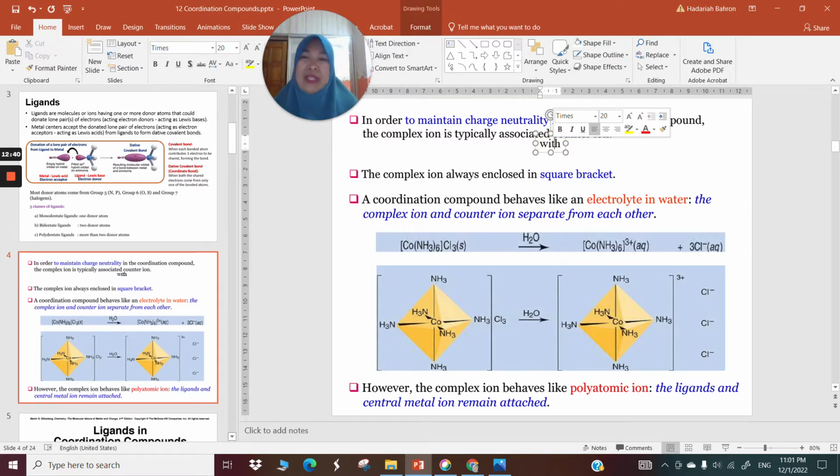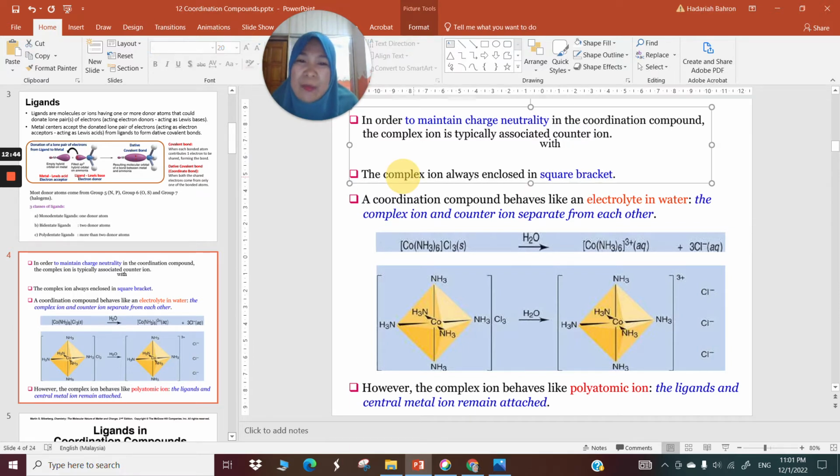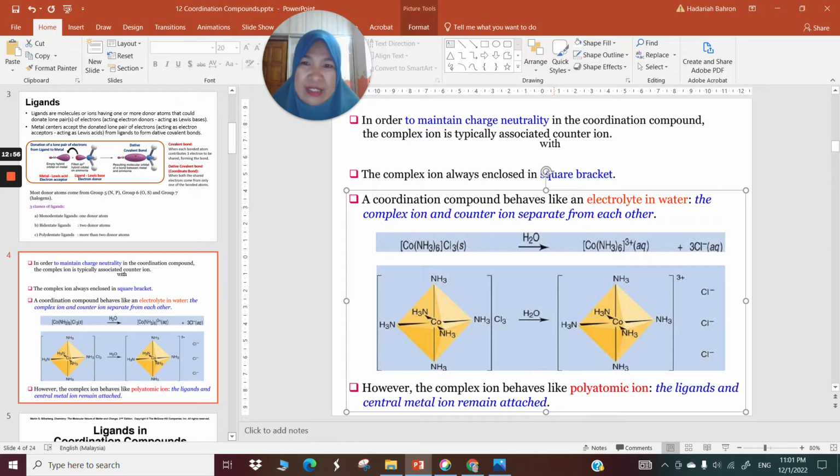like you saw in the previous example in slide number 1. And the complex ion is always written enclosed in a square bracket. Look at this here, yeah, you have the square bracket. A coordination compound behaves like an electrolyte in water. So when you put it, not necessarily in water, maybe in different solvents, whatever solvent it is soluble in.